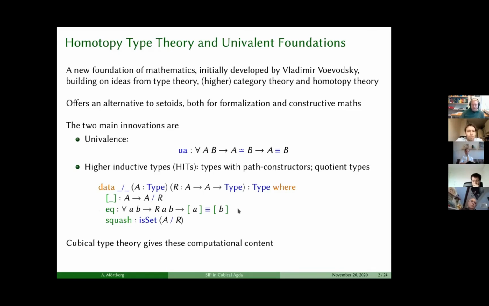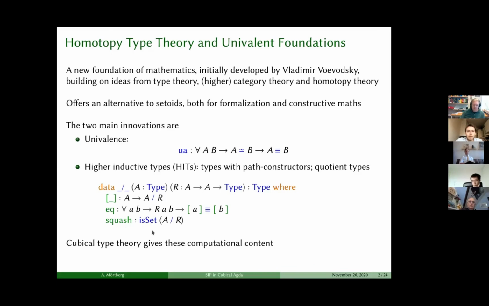And the new thing is that homotopy type theory gives us a structured, semantically justified way of adding these kinds of data types to type theory. Then you also need this squashing constructor, which forces the type to be a set in the homotopy type theory sense, which means that it satisfies uniqueness of identity proofs.